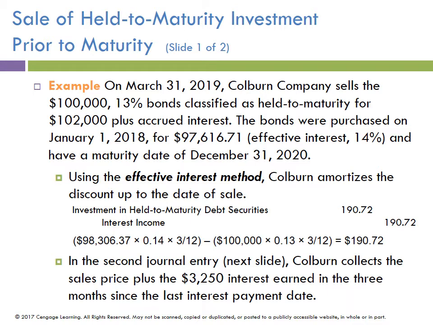Then, in the second journal entry, Colburn collects not only the cash from the sale, but also the interest that has been earned in the 3 months. Because remember, they're entitled to that. They've held that investment for 3 months, but they're not going to get any of it from the company that sold them the bond. The new owner is going to get all 6 months. So they're going to require the new owner to pay them their portion of the interest that they're never going to receive, or 3 months of it. So $100,000 times 13% times 3/12.